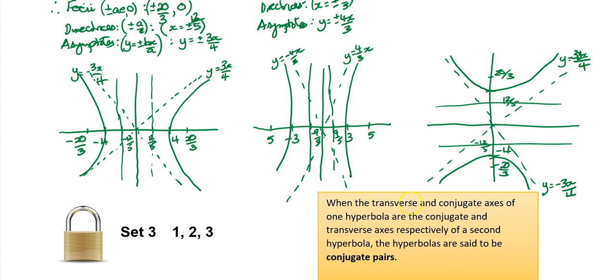Final point, when the transverse and conjugate axes of one hyperbola become the conjugate and transverse axes of a second, the hyperbolas are said to be conjugate pairs. It's a little oddity. I don't think you'll come across it that often. Just store that away in your memory bank. So have a go at 1, 2 and 3 in set 3.